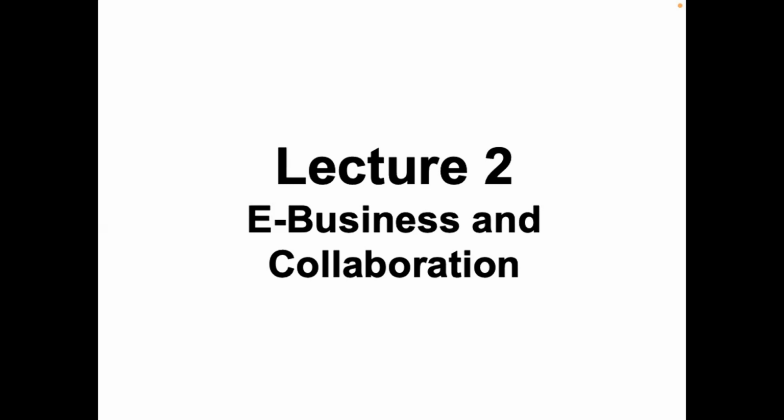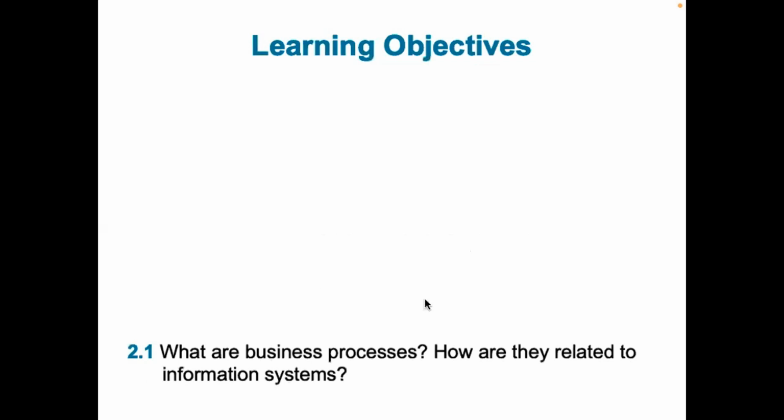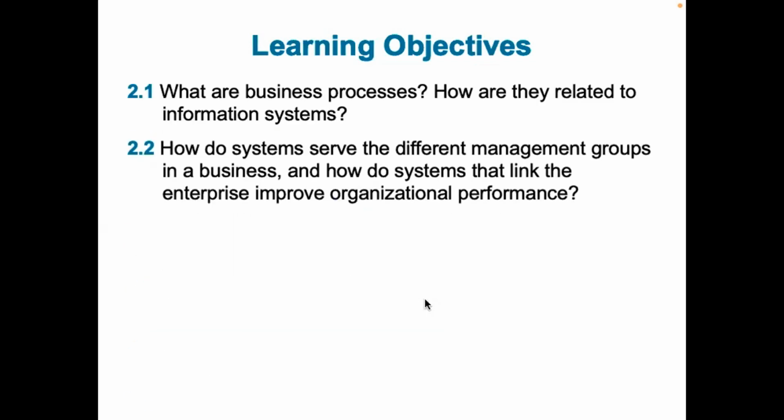We will try to understand what we mean by business processes and how they are related to information systems. So I am starting on the premise that we all know what information systems are. You remember the 5 components: hardware, software, data, people. So we want to find out what business processes are and how they are related to information systems in the first part. Then we also understand how systems serve different management groups in an organization.